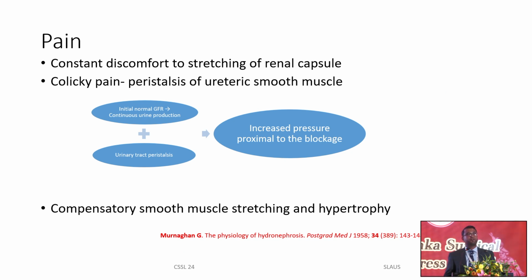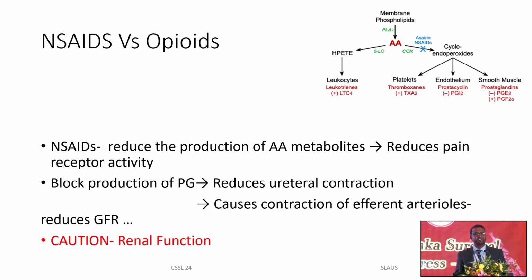Initially, the renal blood flow is increased, so there is ongoing production of urine, and there is peristalsis or contraction of ureteric muscle, which will cause more pain. And it is seen in the ultrasound scan as hydronephrosis due to compensatory hypertrophy of smooth muscles. How are you going to treat this?